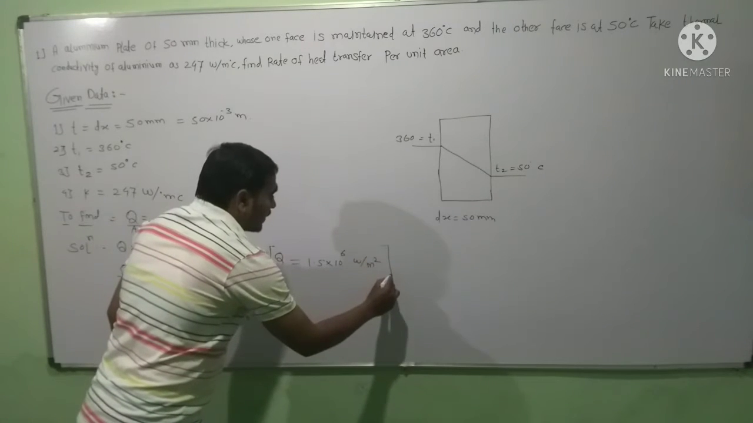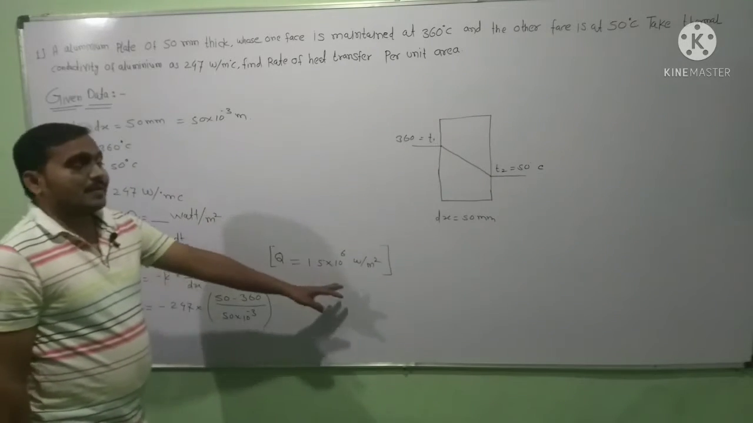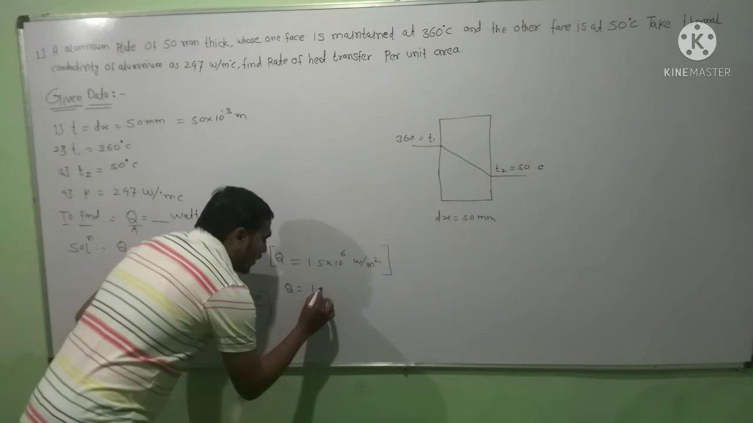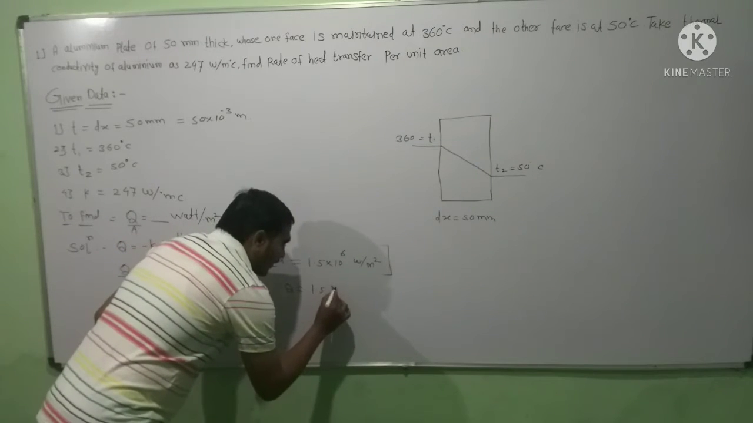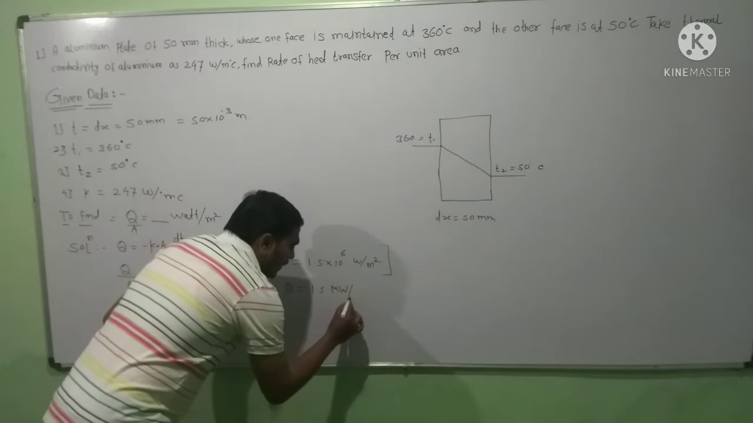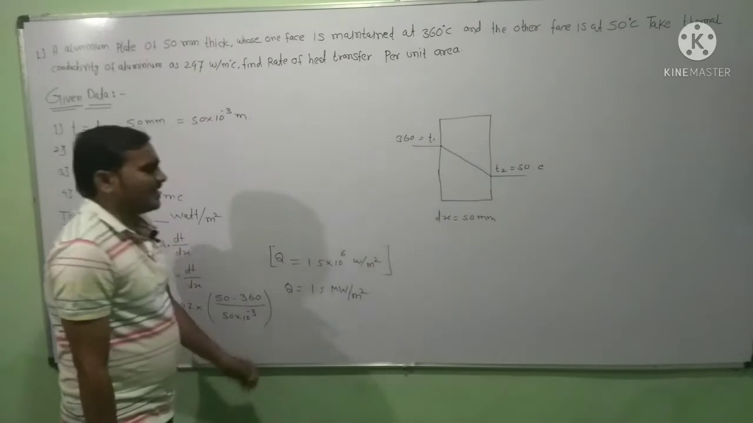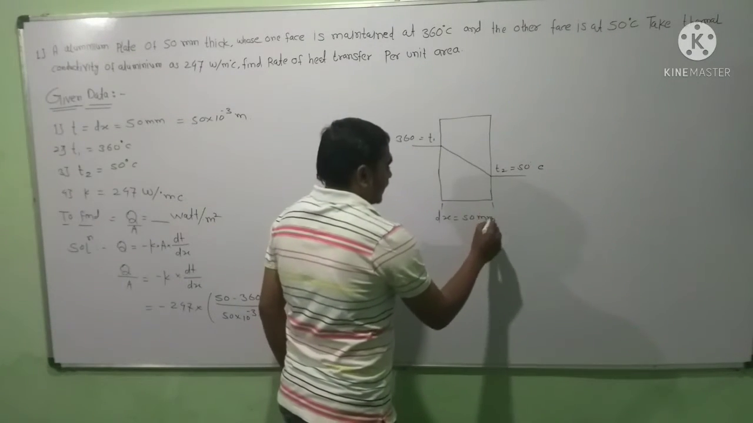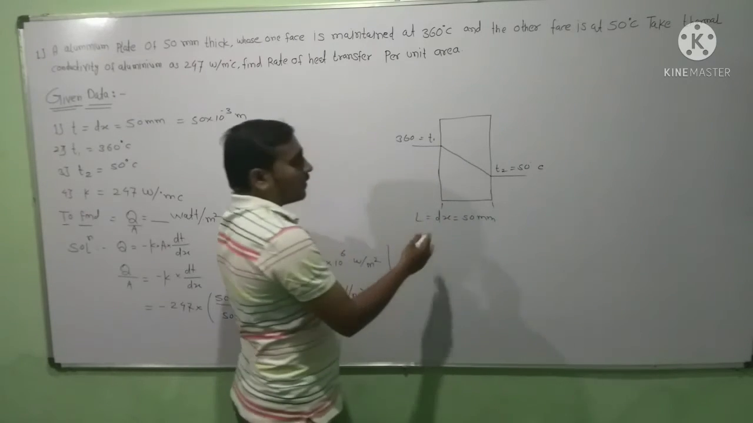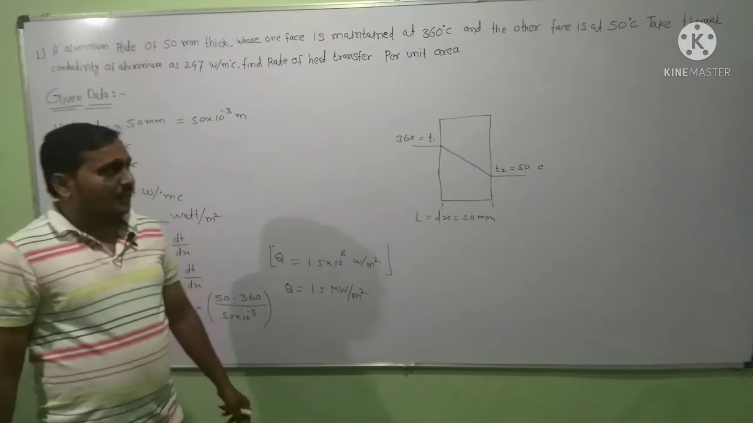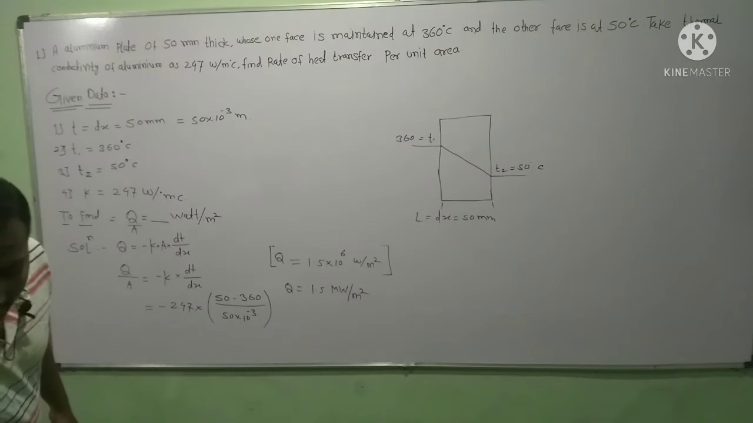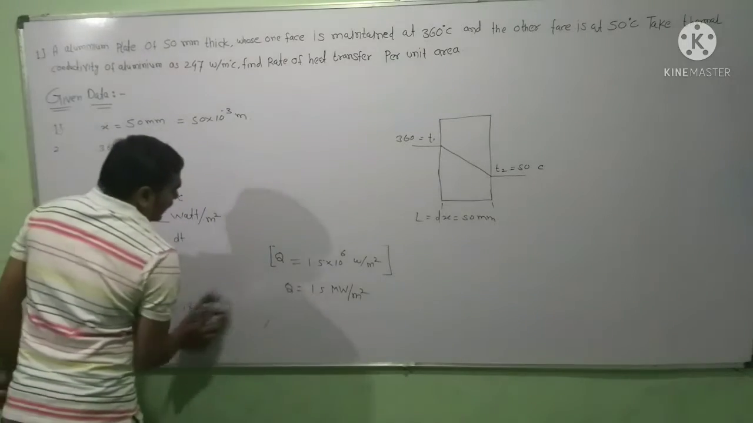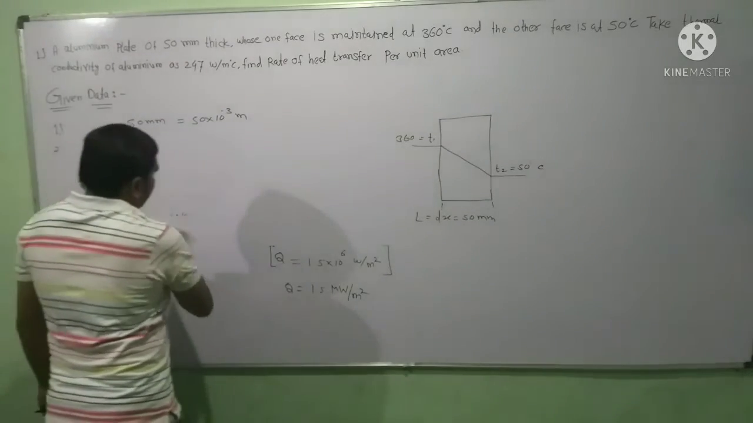This is the required answer, friends. 10 raised to power 6 means megawatt. We can write this as rate of heat transfer Q by A equals 1.5 megawatt per meter square. This is a very simple case. You can consider this as the length or width, L or dx, friends. Then we will move on to the next numerical, where we have to solve another numerical on the same topic.